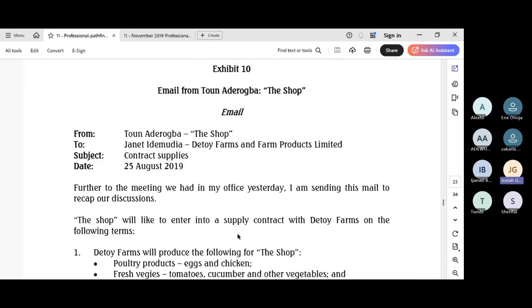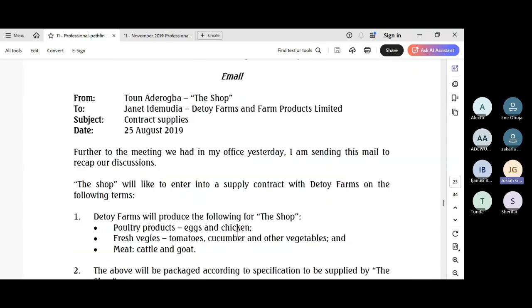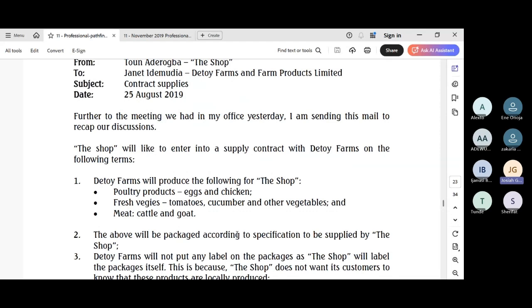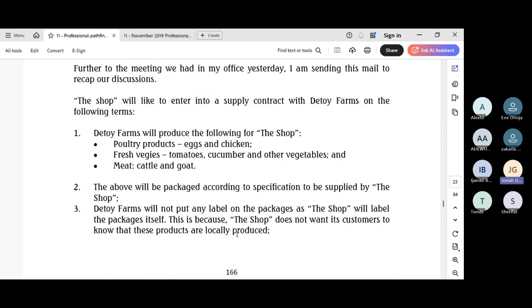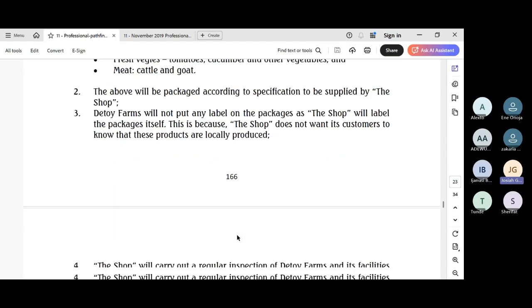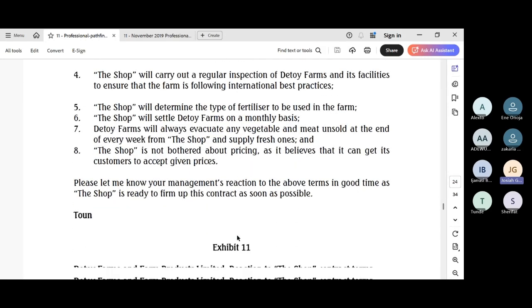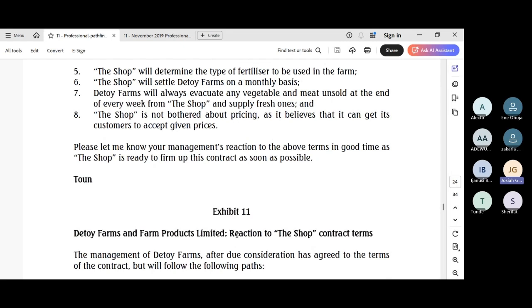Then we have Exhibit 10, details on the shop, speaking to what they do in the shop, poultry products, fresh veggies, meat, and everything that has to do with Detoy farms and the requirements for the shop. So please go through it as we are picking them one by one.